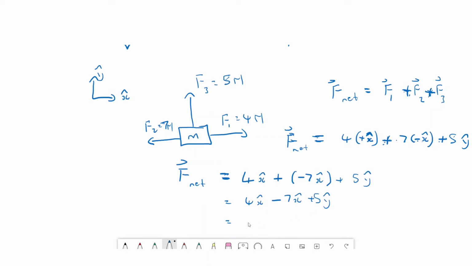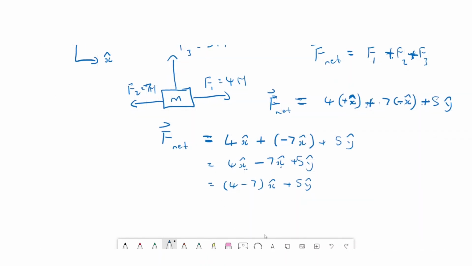Okay, where you see the x's, you can add them because all of them are in the same direction as x. So this is going to be 4 minus 7. You can put brackets, and all of those are going to be in the x direction. So this minus is accounted for by here, and then this is going to be 5y. All right, and then from here, this is going to be minus 3x plus 5y.